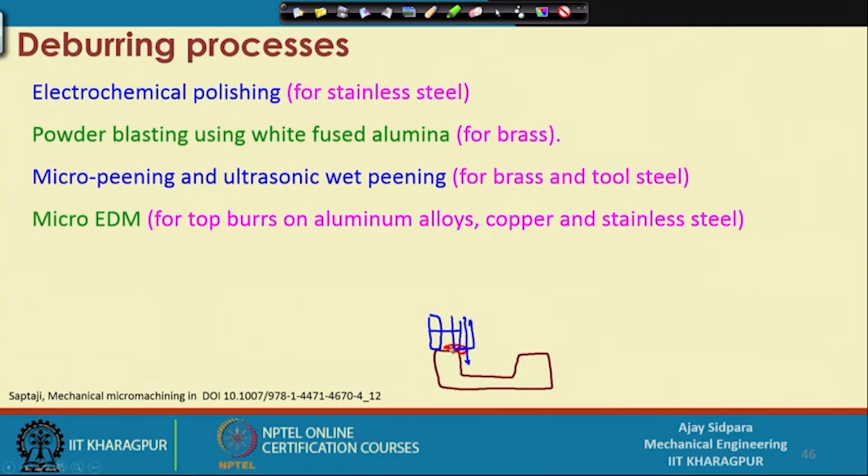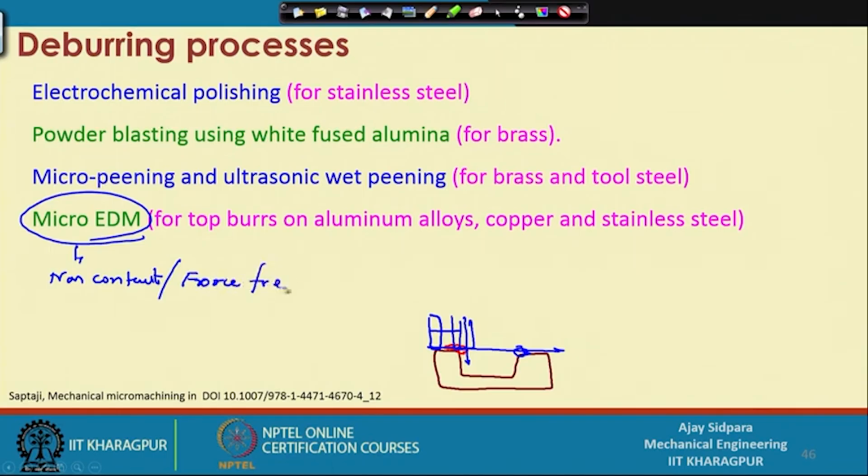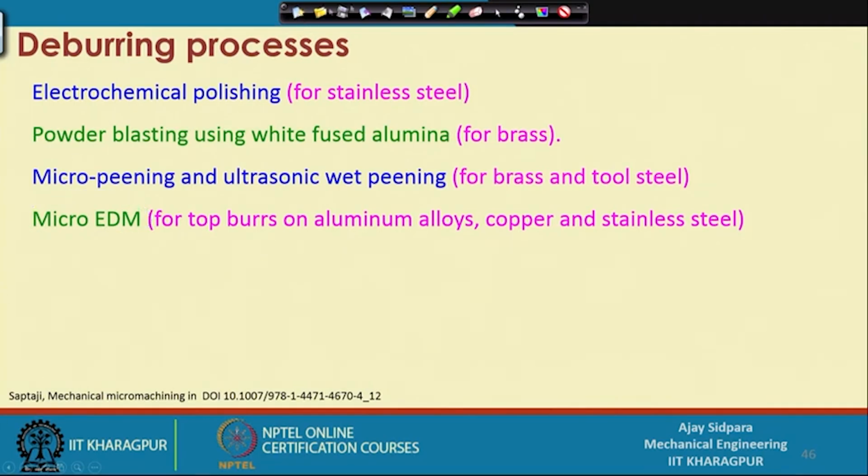Now, whenever it is on the top burr, you just have to move this particular EDM tool in this direction. Whatever this burr formation is, everything will be removed, because it is again called force free machining, non-contact machining, because this EDM tool and the workpiece are not coming in physical contact. Because of the melting and vaporization, your material is being removed. So, that is also one of the advantages of using this particular tool.